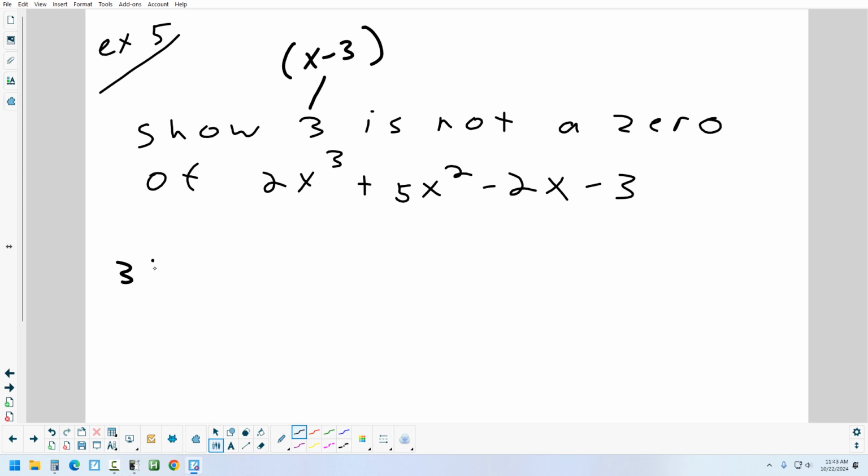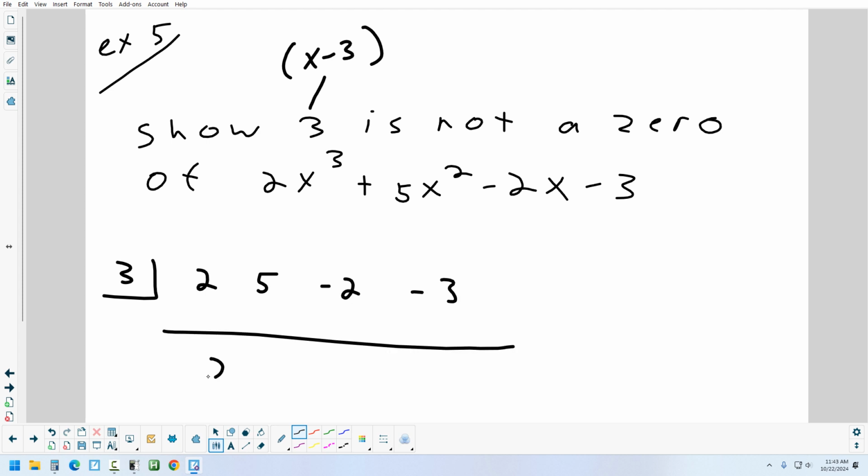Take the root, put it on the outside. What would be my coefficients on the inside? 2, 5, -2, 3. Bring down the 2. What's 3 times 2? 6. 5 and 6, 11. 3 times 11, 33. -2 plus 33, 31. 3 times 31, 93. And what's -3 plus 93? 90. What's my remainder there? 90.